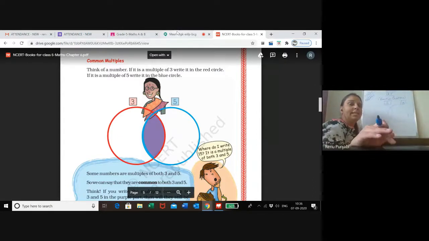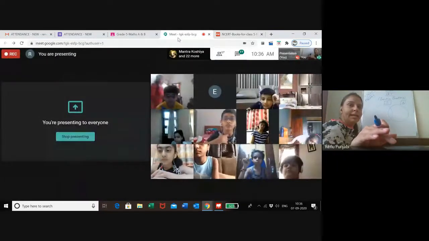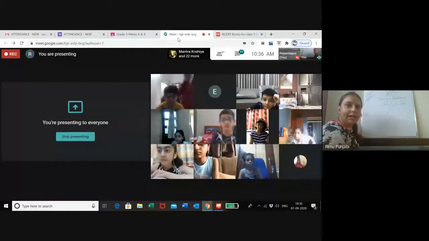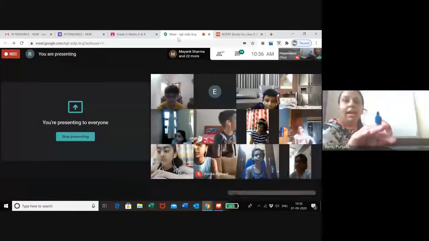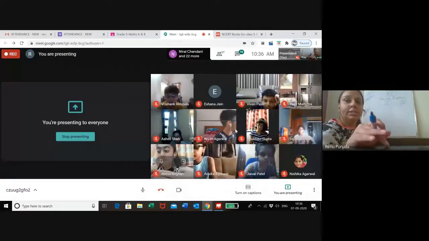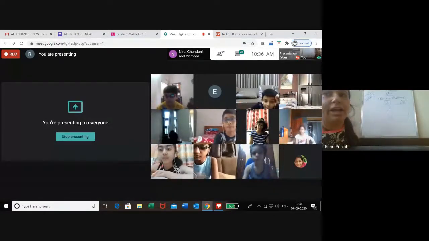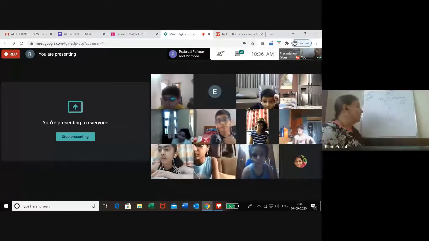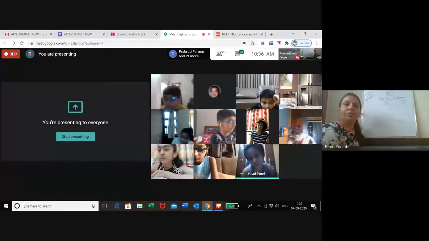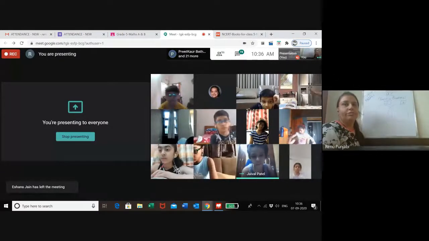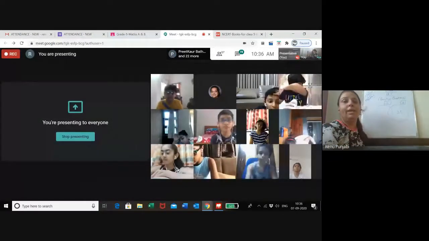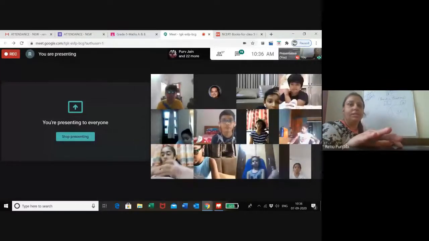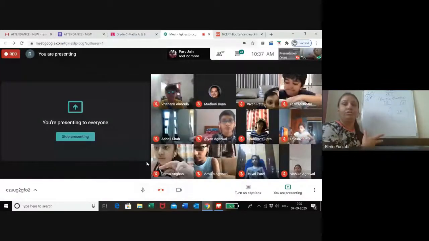So, there are two circles already given. Now, I will play this with the other students. Advika, can you think of any one number, a two-digit number or any number, and tell me? 35. Advika thinks the number is 35, right? So, 35 is a multiple of 3 or 5? 5. So we write it in the circle of 5. This is an activity of playing with questions, so you have to think and you have to write.